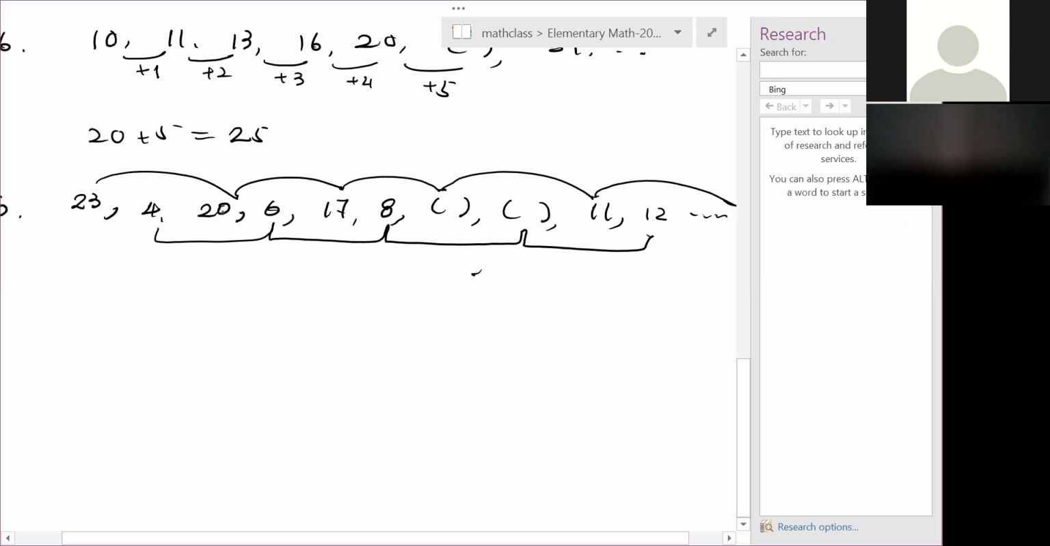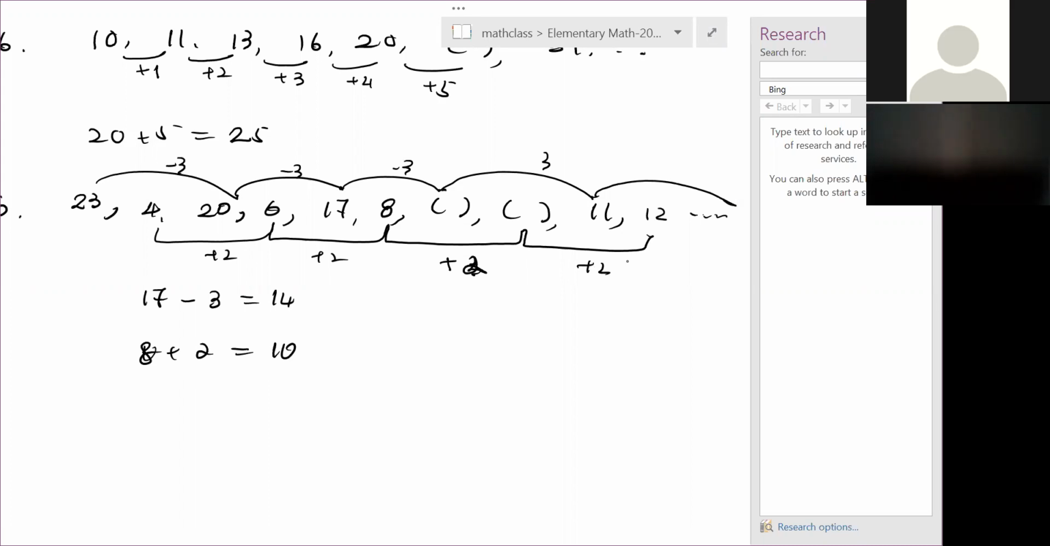From 23 to 20, decreased by 3. From 20 to 17, decreased by 3. So that number is 17 minus 3, it's 14. And then you double check: 14 minus 3 is 11. Great. And from 2 to 6 to 8, every time plus 2. So the other number is 8 plus 2, so it's 10. You double check, 10 plus 2, you get 12. And that is the answer. So that's why I say this sequence is totally different from the previous ones.